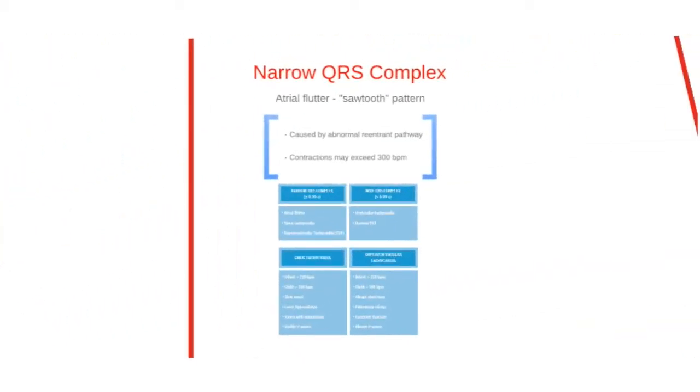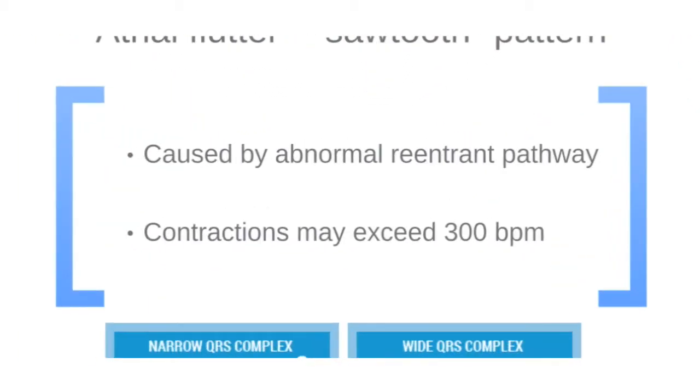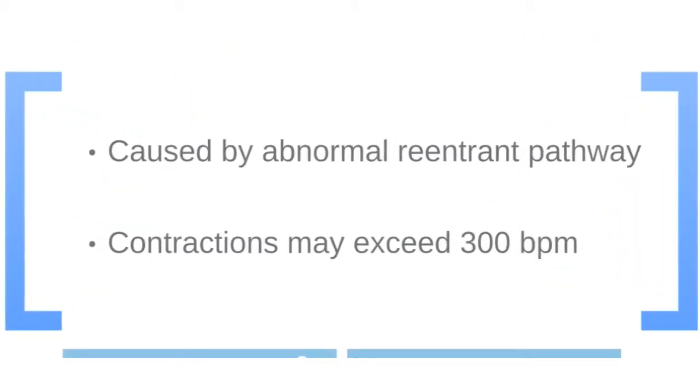For narrow QRS complexes, atrial flutter is an uncommon rhythm distinguished on an ECG as a sawtooth pattern. It is caused by an abnormal reentrant pathway that causes the atria to beat very quickly and ineffectively. Contractions may exceed 300 beats per minute, but not all will reach the AV node and cause a ventricular contraction.